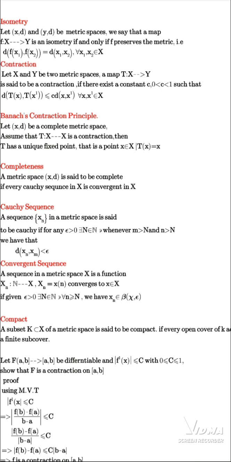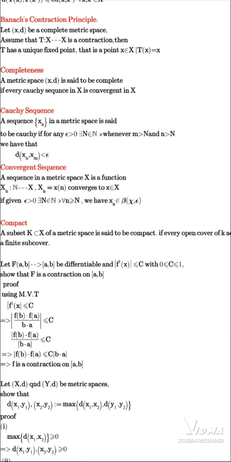Contraction also deals with two metric spaces, and we have a mapping T from X to Y, and we must have a constant c ranging from 0 to 1 such that the distance of the first one is less than or equal to the constant multiplied by the distance. So the difference between isometry and contraction is that for contraction we have a less than or equal to sign, and we have a constant c multiplying the distance altogether.